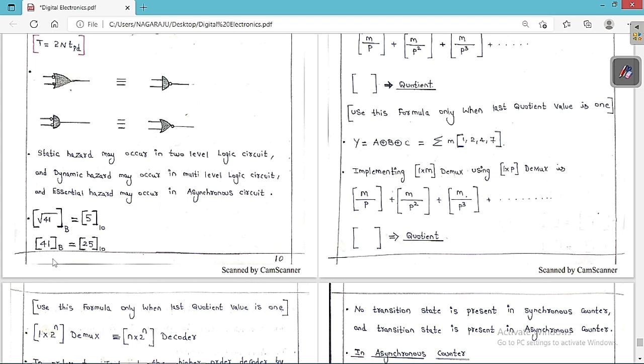So we can easily get the value of b. Therefore we can even do the squaring here. So root 41 in terms of base b is equal to 5 in base 10. Do the squaring on both sides and we are going to get this. You can convert this base b number into a decimal number with the help of b to the power of 0, b to the power of 1, and if you equate, you can get the value of this base b.